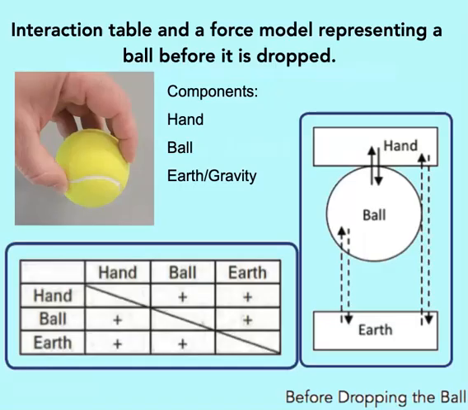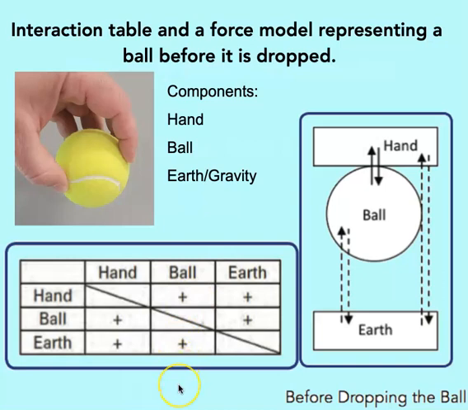So here we have a picture of me holding a tennis ball in my hand, and the components in this system would be the hand, the ball, and earth/gravity. What we've done in the past is we have made interaction tables such as this. We list the components both by column and across in row.